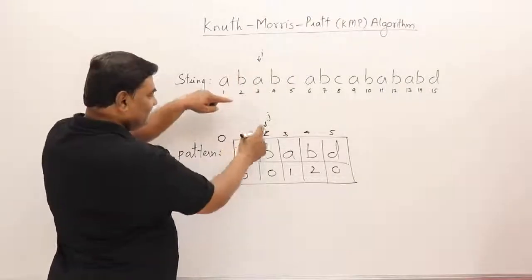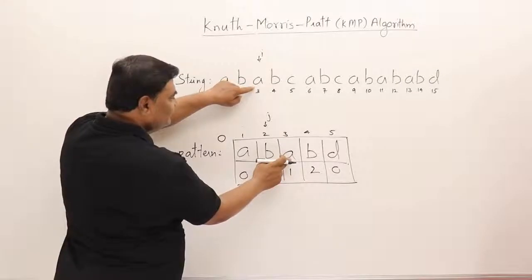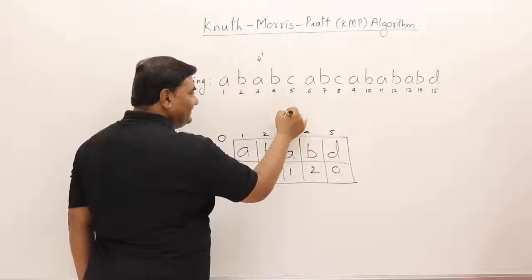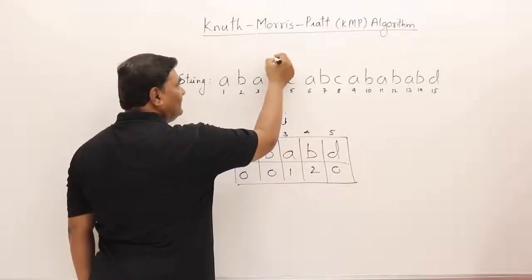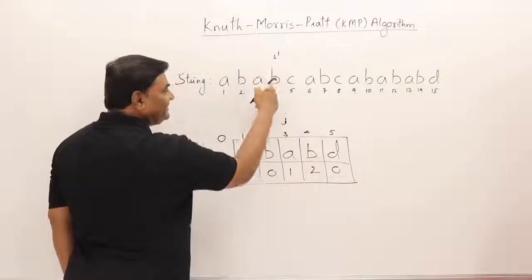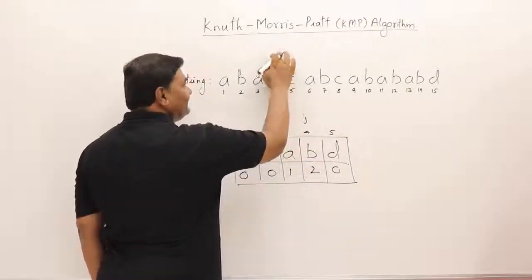Now J plus 1, yes, this is matching. This is matching J plus 1. So move J as well as I. Now J plus 1 is B and I is B. They are matching. So move J as well as I.